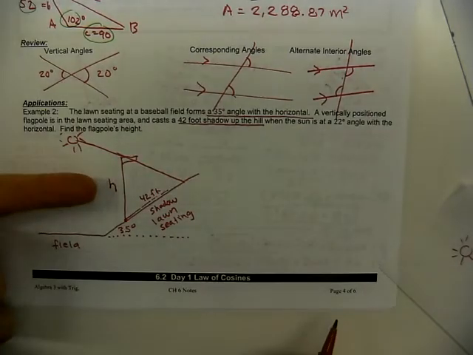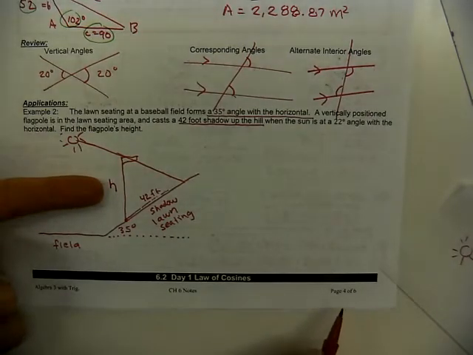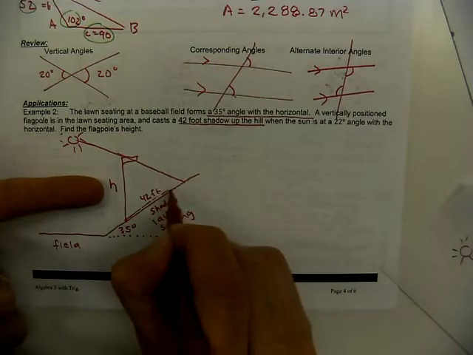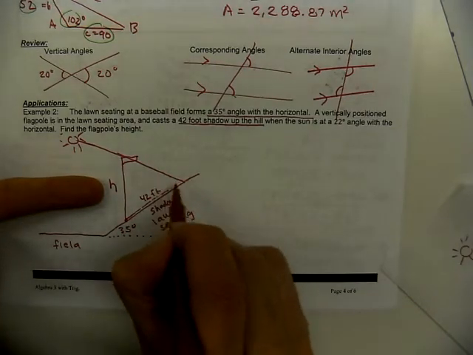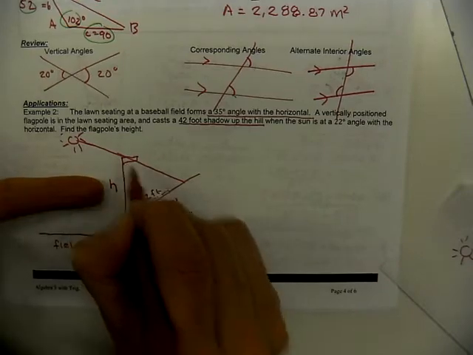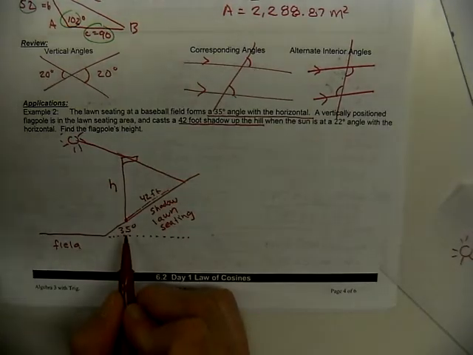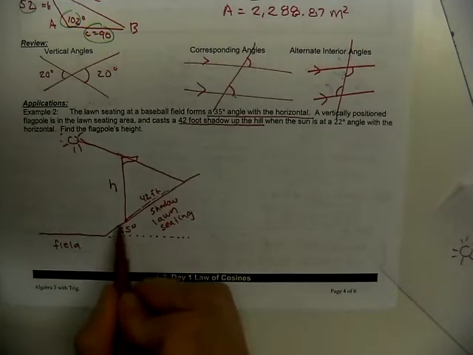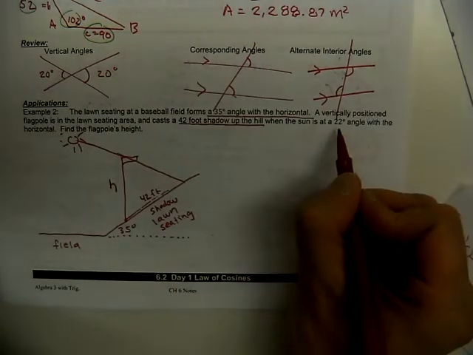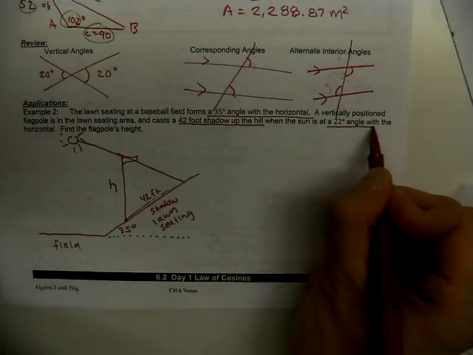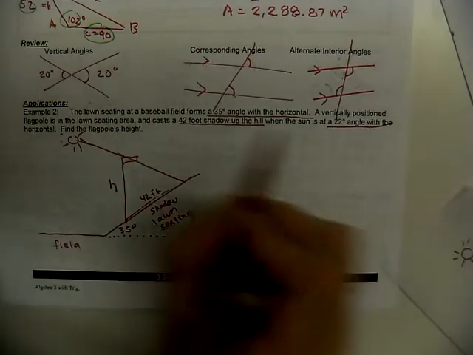Now, if we're trying to find height, and we're using the law of sines, that means we need its opposite angle. So that's the next part of the puzzle. How do we figure out the angles on the inside of the triangle when right now we just have angles on the outside of the triangle? One of the angles on the outside of the triangle is this 35-degree angle. But we have another one here, this 22-degree angle. That's the sun is at a 22-degree angle with the horizontal.